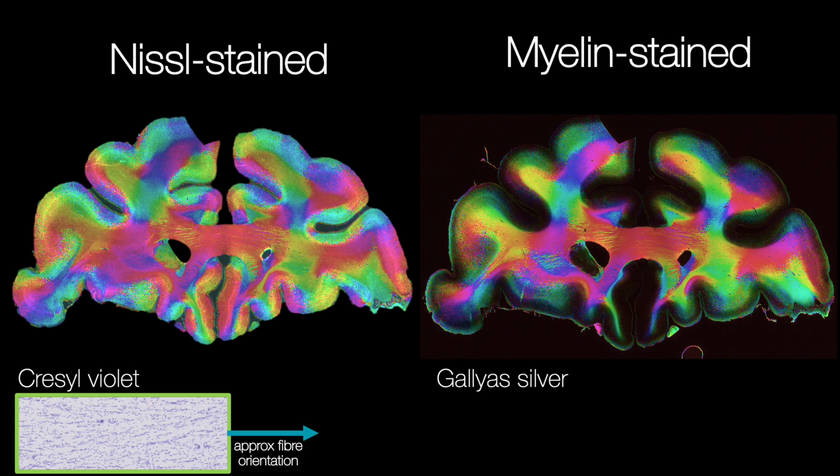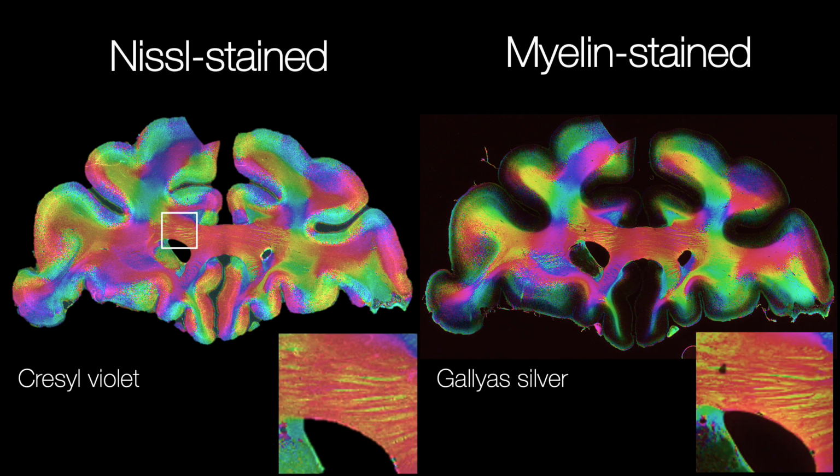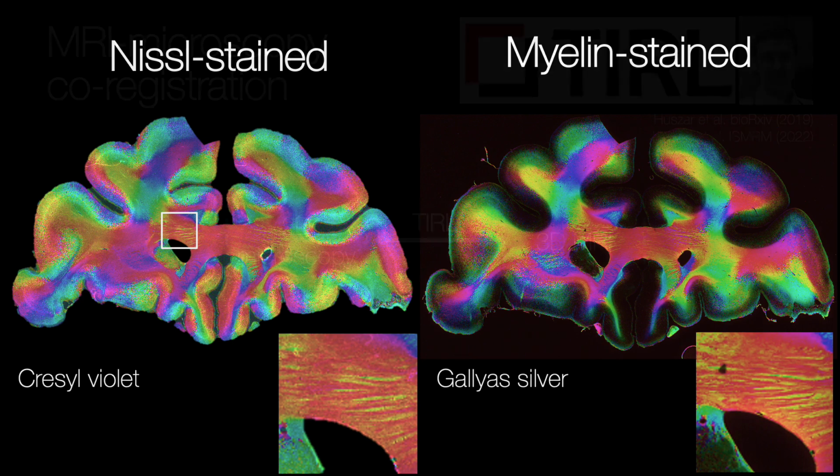However, we're not limited to running structure tensor analysis on only the myelin stains. On the left here I'm showing the orientations estimated from the Nissl-stained slides, where the cell bodies tend to align with the orientation of the fibres, as shown on the bottom. Here we see very similar orientations from both the cell bodies and the myelinated fibres, where both are even able to resolve these intermingling fibre bundles within the corpus callosum.